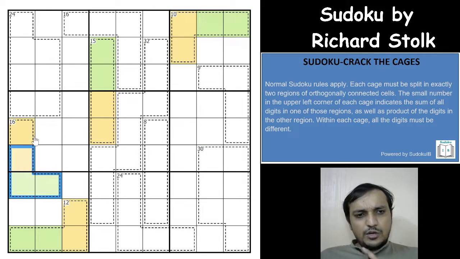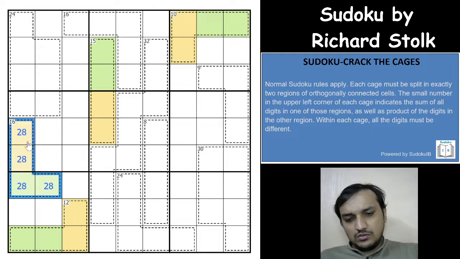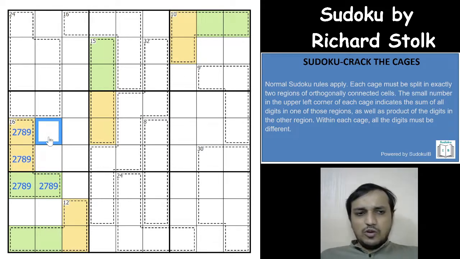It would have to be 2 8 7 and 9. Anything else? Sum would have to be 7 and 9. Product can be either 2 8 or 4 and 4. 4 and 4 is not possible because classic Sudoku rules apply, so that is ruled out.